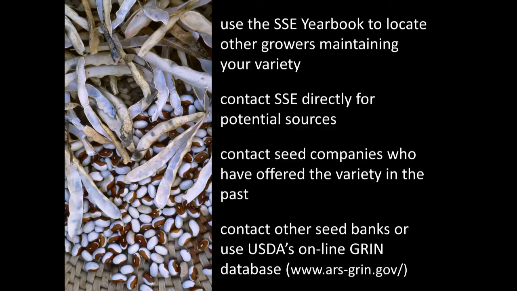You can contact seed companies, even if they're not offering it currently. You can contact seed companies who may have offered your variety in the past to get another sample of seeds. Oftentimes they will have stocks of old seed that they're willing to part with. Another source of seeds for your particular variety would be the USDA's online GRIN database. It's a germplasm network, so it lists many different varieties, a lot of them old commercial varieties that the USDA has in their collection, or they know the location where it's being maintained. The website is listed there.